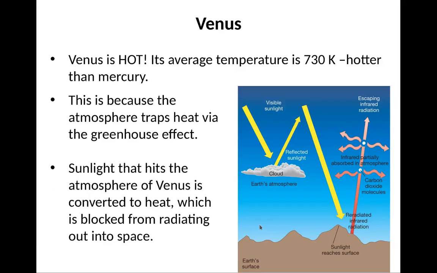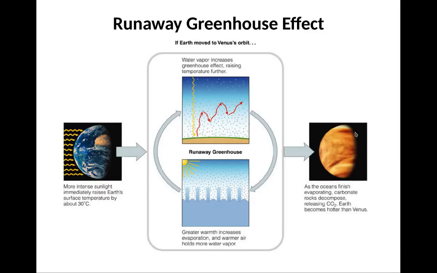Its average temperature is 730 degrees Kelvin, which is actually hotter than Mercury, even though it's further away. That's because Venus' atmosphere is especially good at trapping heat via the greenhouse effect. Sunlight hits the atmosphere of Venus and is converted to heat, which is blocked by the carbon dioxide and the sulfuric acid from escaping back into outer space.